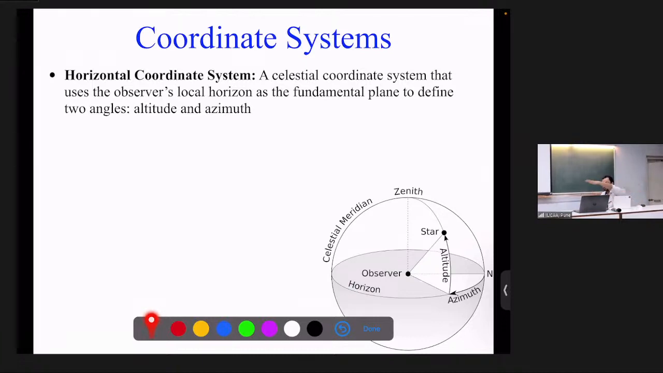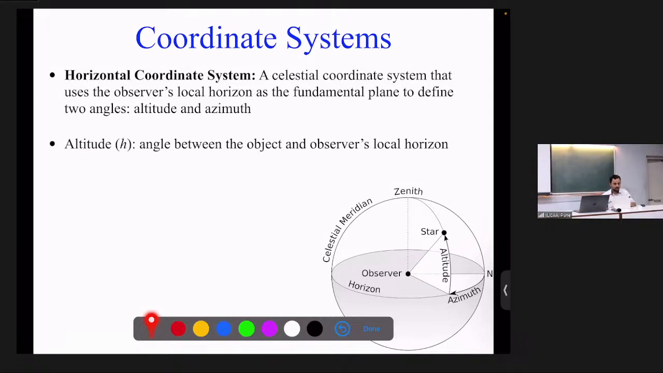Suppose you are standing somewhere in the middle of a very open area. You will see the plain ground surrounding you. This is the horizontal plane. So in this coordinate system, we use this plane as the reference. Suppose we have any star somewhere over there, and we want to measure its position. We need two coordinates, altitude and azimuth. So what is altitude? The angle between the object and the local horizon. Suppose I am the observer, and say for example that the projector is the star. So I will turn towards this object.